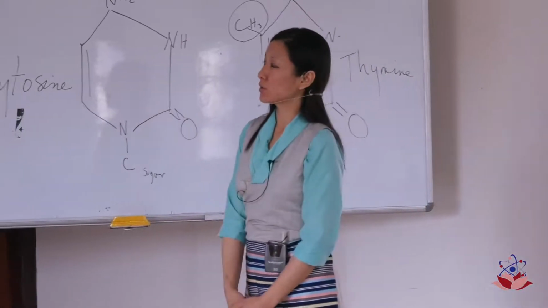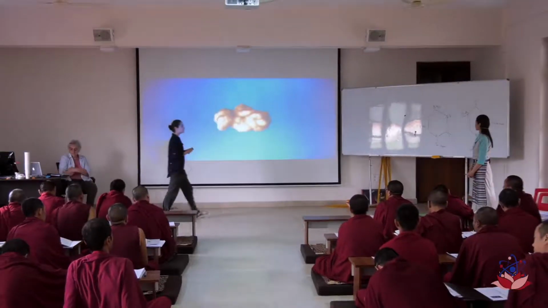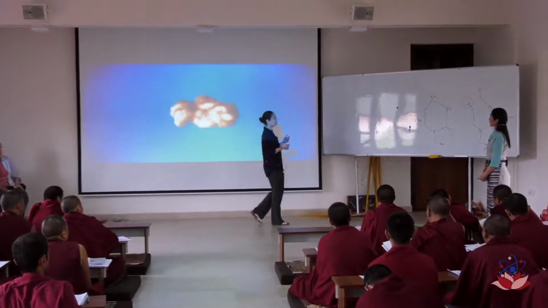So are there DNA in cells which have no nucleus? Yes, so you all know that there are two types of cells, eukaryote and prokaryote.